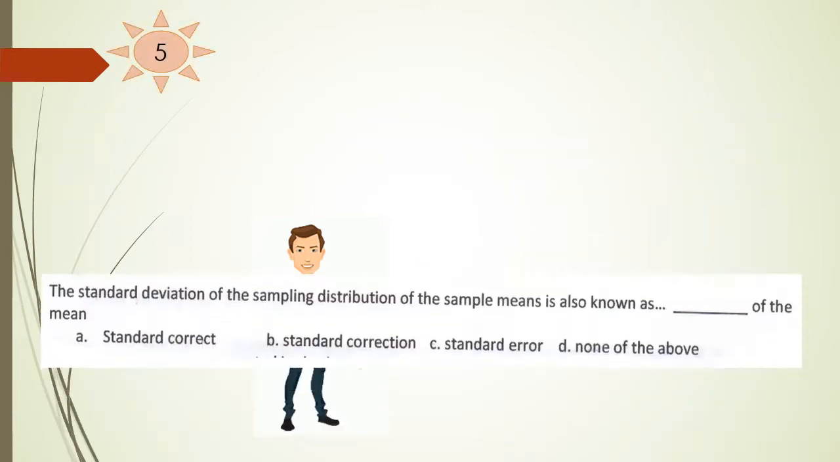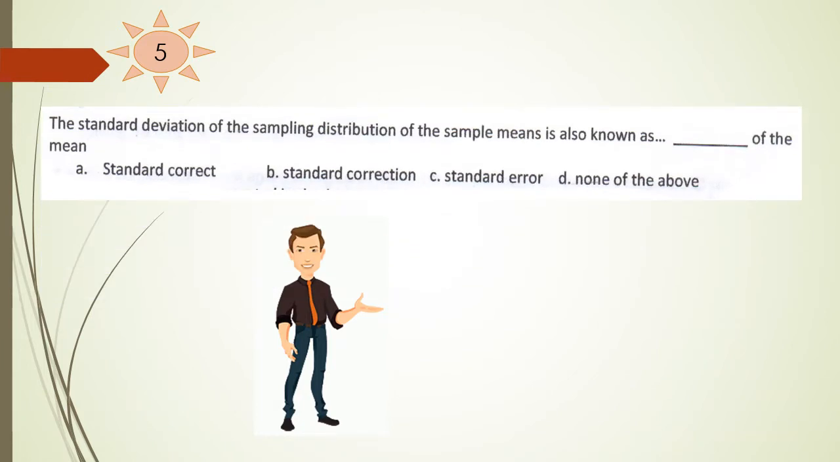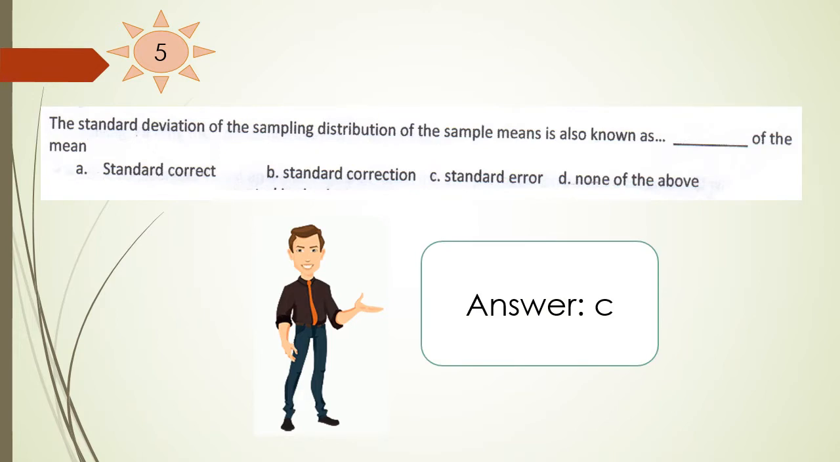Number 5. The standard deviation of the sampling distribution of the sample means is also known as blank of the mean. A. Standard correct, B. Standard correction, letter C. Standard error, or letter D. None of the above. And the answer is letter C. Standard error.